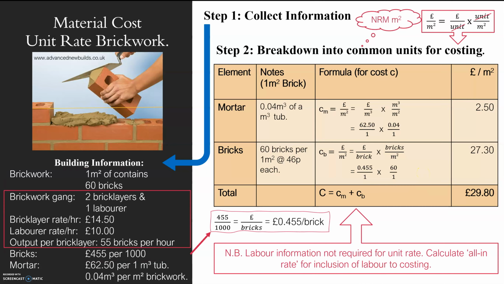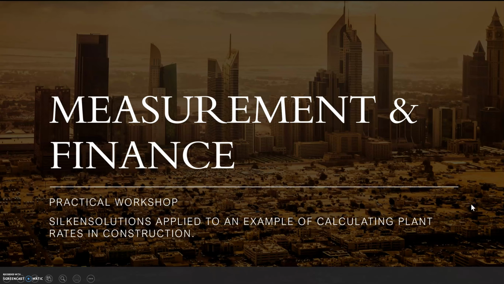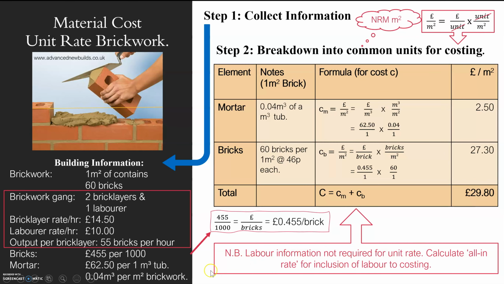Okay, and then total is then just mortar add bricks together. There's my total. And just bear in mind that the labour information, this section here, is not required unless you're doing an all-in rate. I'm literally costing up for materials here, so I just want to order my materials and bricks, and this is how I'm doing it. My total for mortar and bricks is this.